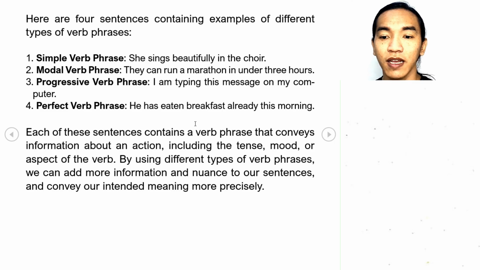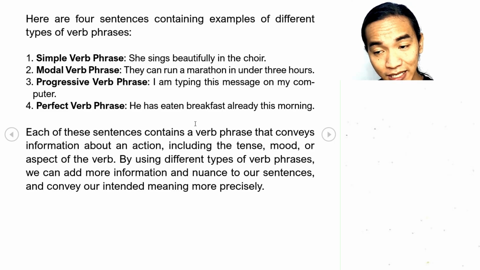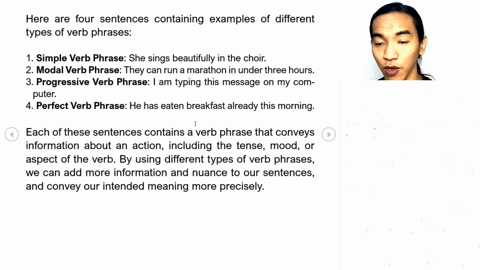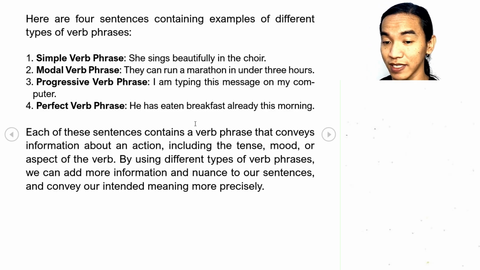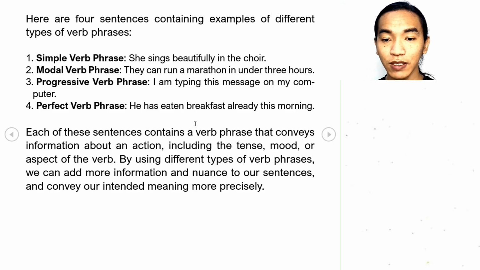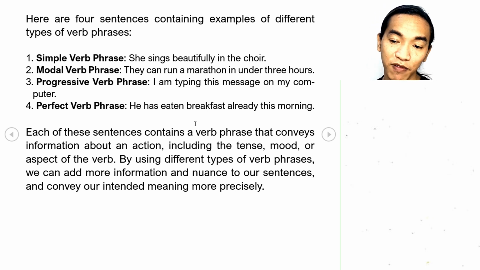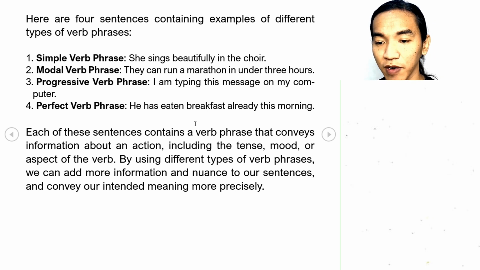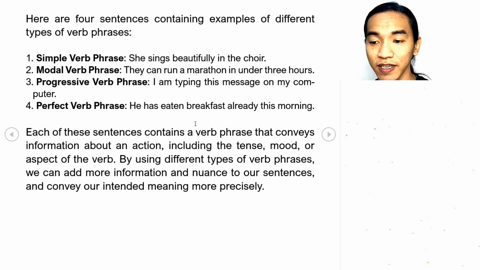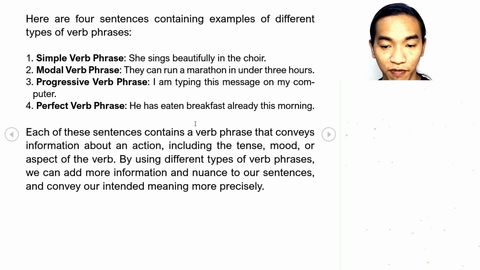So we have first the simple verb phrase, she sings beautifully in the choir. So we only have the main verb. Modal verb phrase, they can run a marathon in under 3 hours. Of course, from the word itself, modal verb phrase, we have the modal verb plus your main verb. Next one, progressive verb phrase. Okay, I am typing this message on my computer. So progressive, your be verb or your helping verb plus verb ing. Perfect verb phrase, he has eaten breakfast already this morning. So for your perfect tenses.